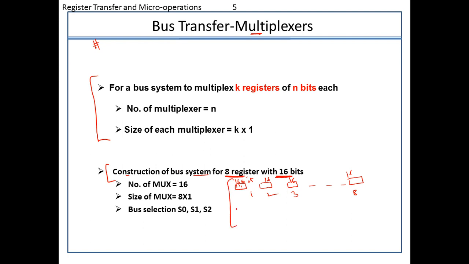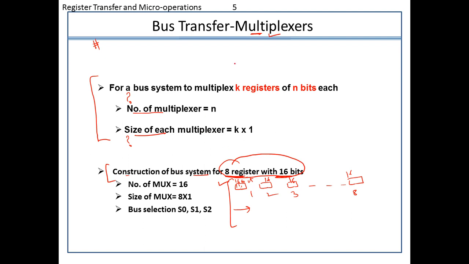Now my point is that if I am constructing the bus using the multiplexers, then I need to work out how many multiplexers are required for this case. Similarly, what could be the size of each multiplexer if I want this particular statement to be fulfilled, to design a bus system using the multiplexers.